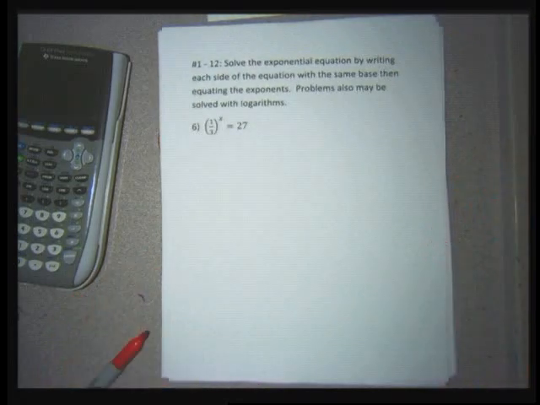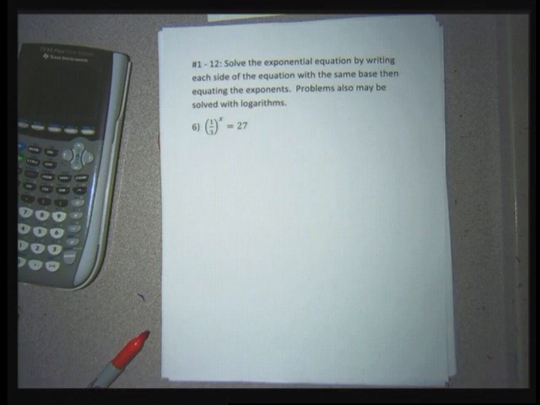Number 6, I suspect that it would be hard for most of you to write 27 to the 1/3 power. I'm going to wind up doing this 2 ways: the clever way to do it, and then the logarithmic way. There's probably 2 logarithmic ways, but I'll do 1 logarithmic way. To write both sides as 1/3 to some power is tough.